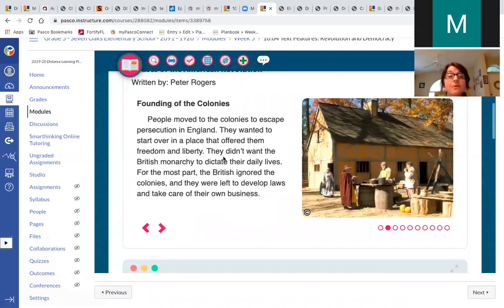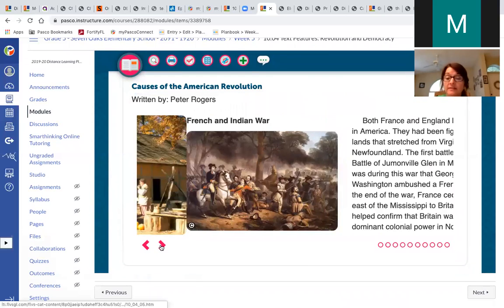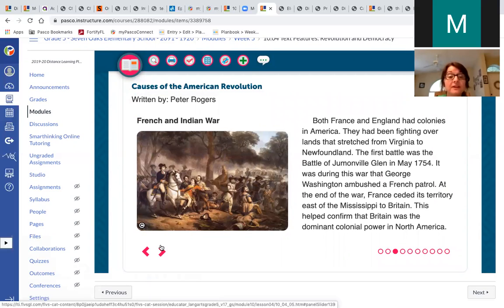And then it's going to talk about founding the colonies, and the next slide is going to talk about the French and Indian War. That should be familiar to you because we read about that in social studies. If you remember, in social studies chapter 10, when we read about the tensions growing between the colonies and Great Britain, we learned about a lot of these factors that were contributors and causes to the American Revolution.